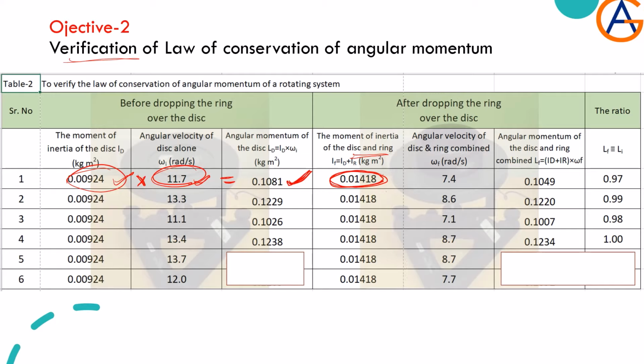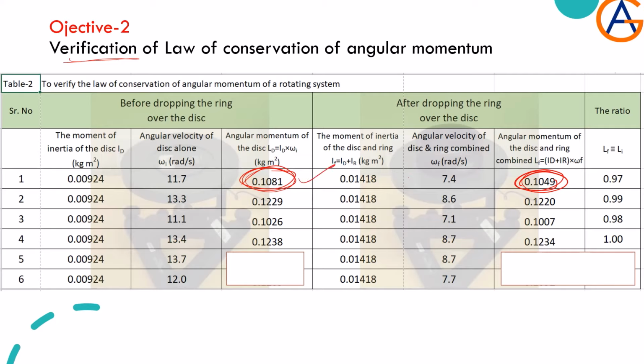Now, we already noted down in trial 1 the final angular velocity, 7.4. Multiply these two, and we get the angular momentum of the system after the collision. So this is the after value. Just have a look at the before and after values of the angular momentum. Here we got 0.10, and here also 0.10, so they are almost close.